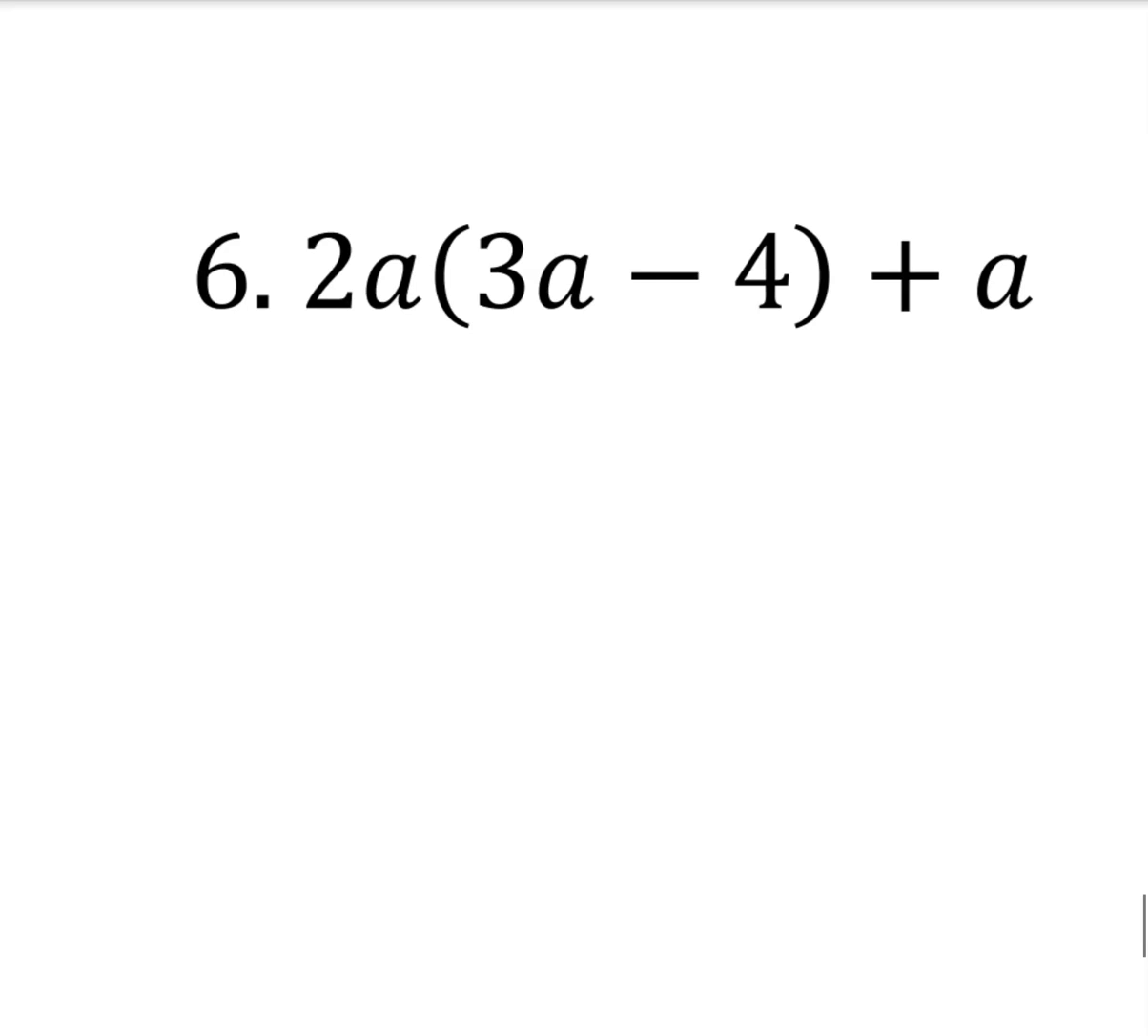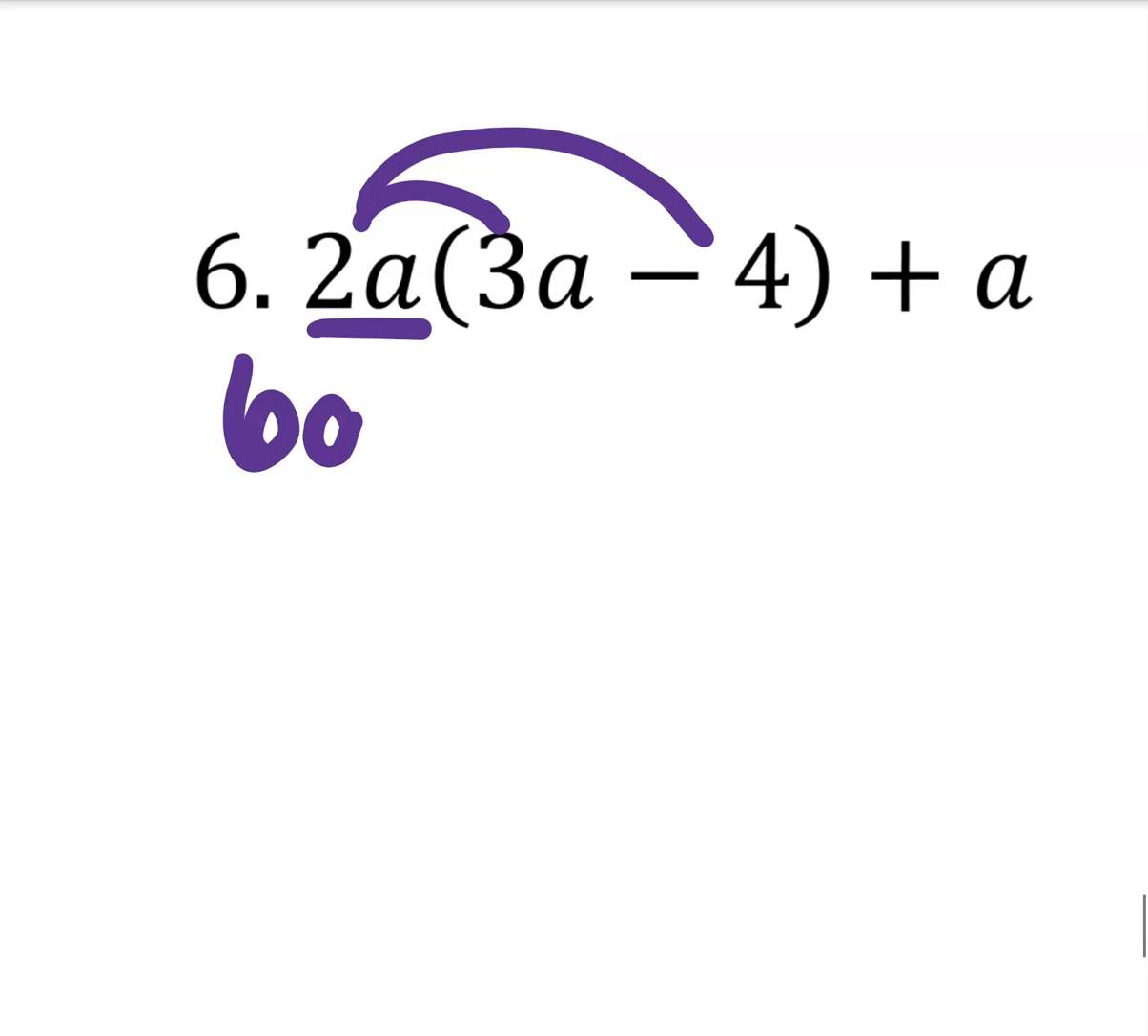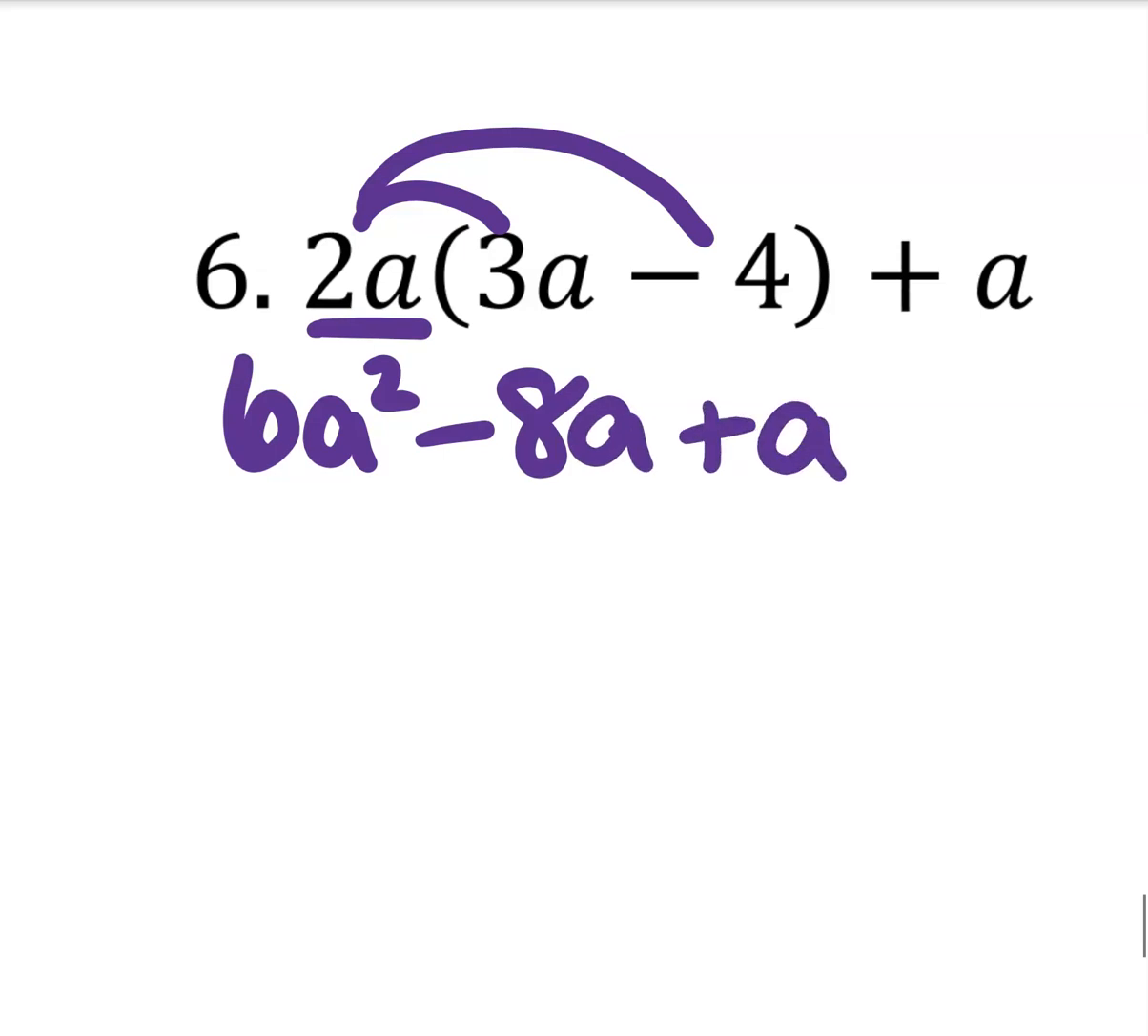Okay. Again, PEMDAS, order of operations. I've got this 2a on the outside, so I need to rainbow it in just to the parenthesis things. That plus a is going to get left alone. So 2a times 3a is 6a squared. 2a times -4 is -8a, and then plus a, because I left that a alone.